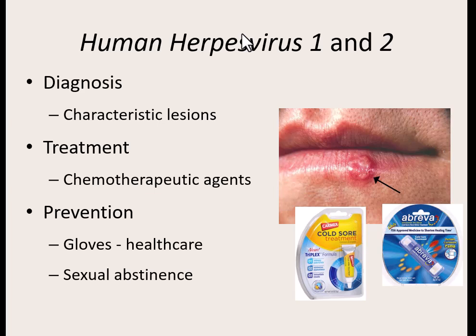Best prevention, if you don't already have the virus, is making sure you have gloves when you're in healthcare so you don't have contact with any open lesions. If you have a whitlow or an infection, make sure you're wearing gloves so you're not spreading it. Prevent the human herpes virus 2, sexual abstinence. Can't even say condoms because as long as any skin is touching and there's an abrasion there, it could be spreading.